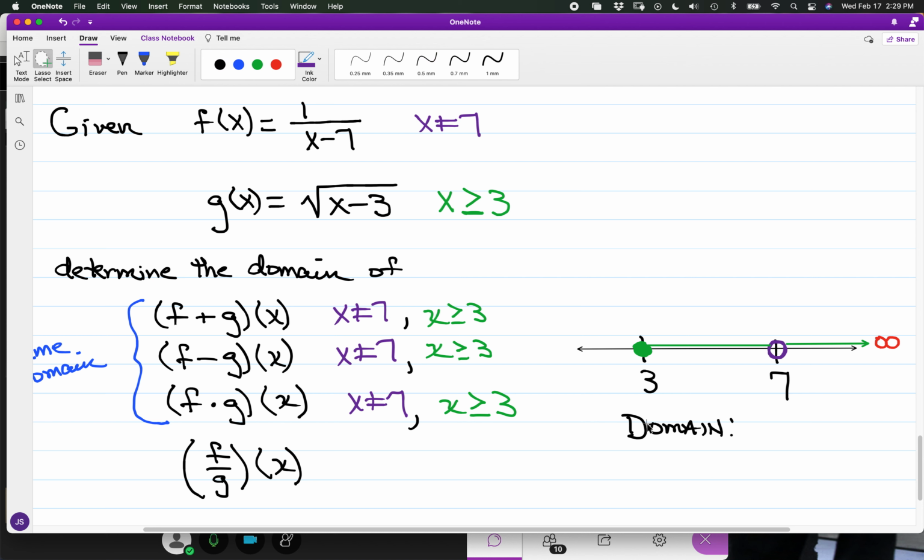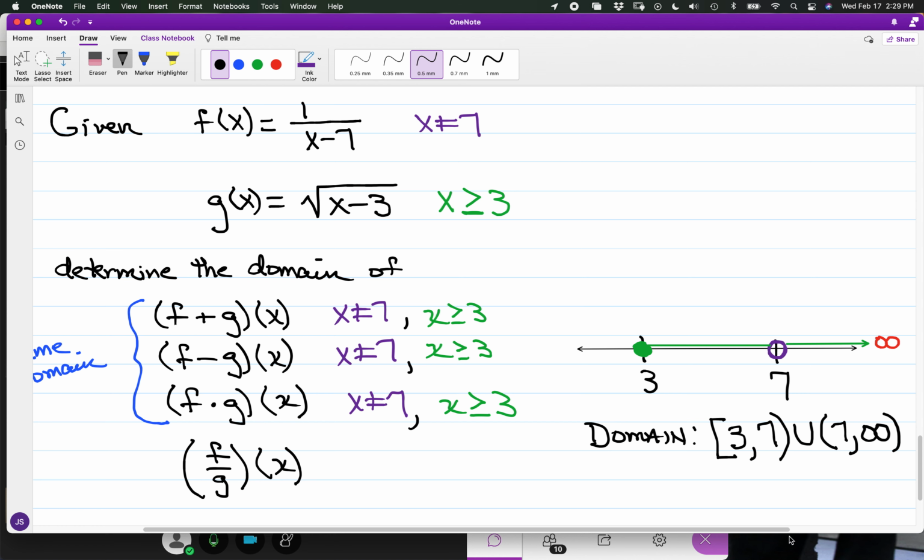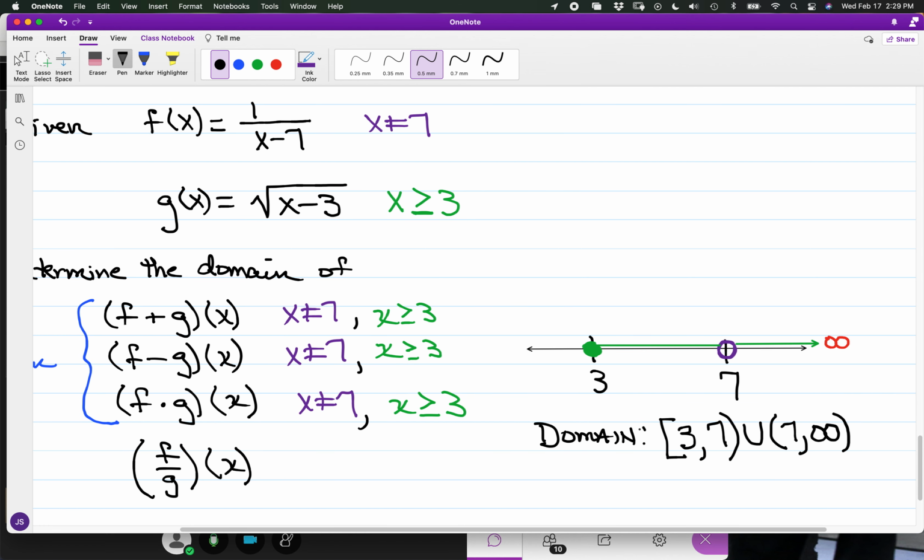And so we have starting from and including 3. So 3 is going to be in the brackets. And we have approaching but not including 7. So 7 is going to be in the parenthesis. And bypassing 7 and resuming the activity, for the second half, we have those values of x greater than 7. So that would be the domain for the sum, difference, and product functions.